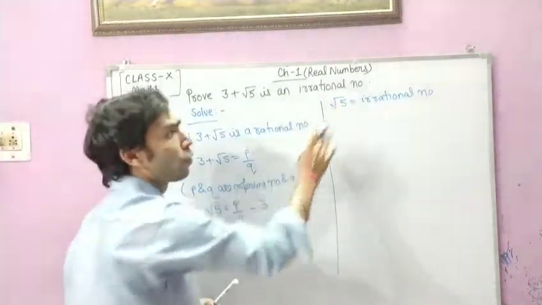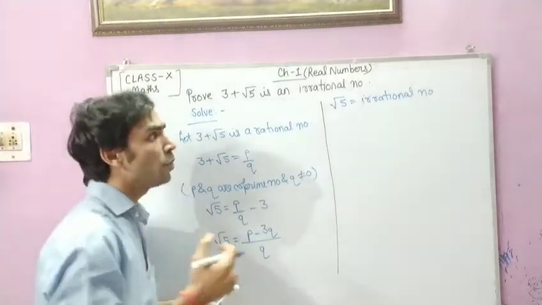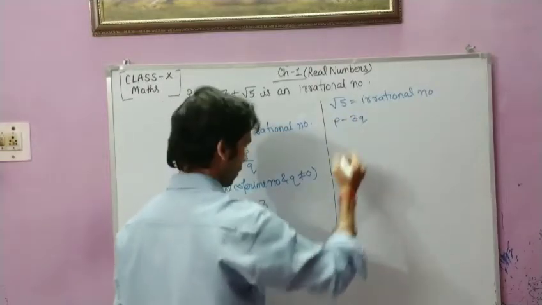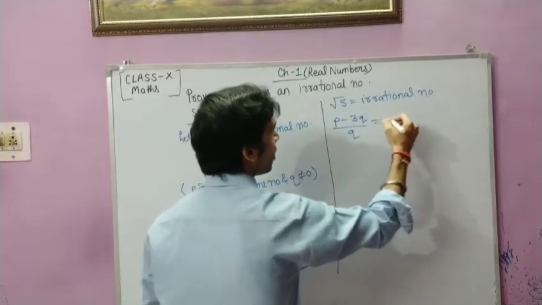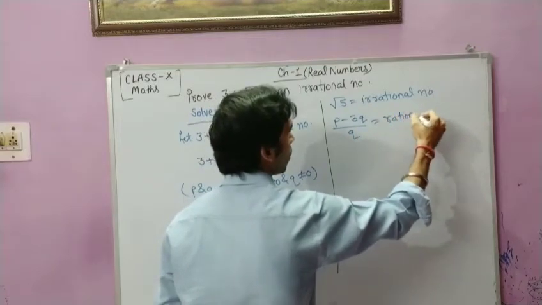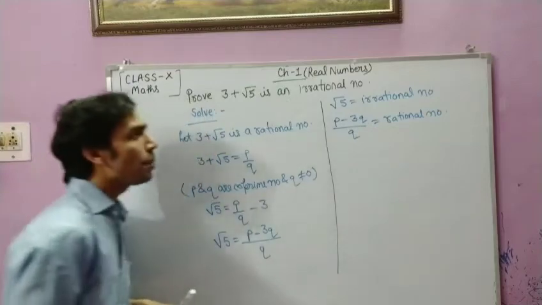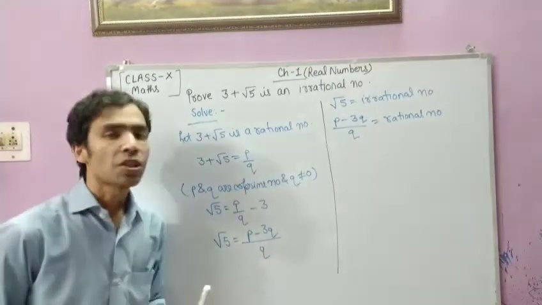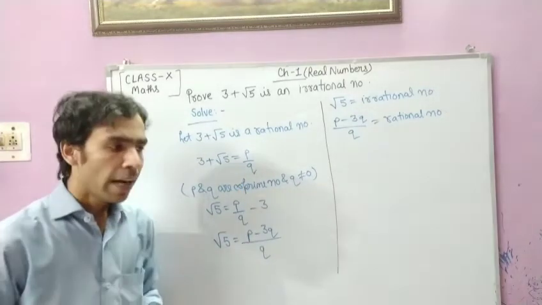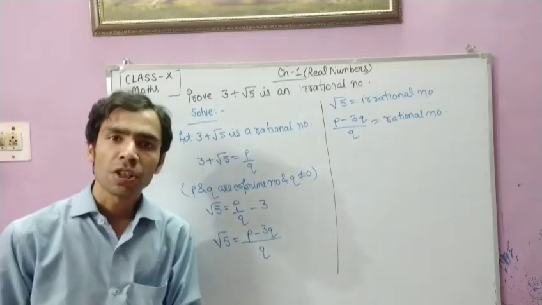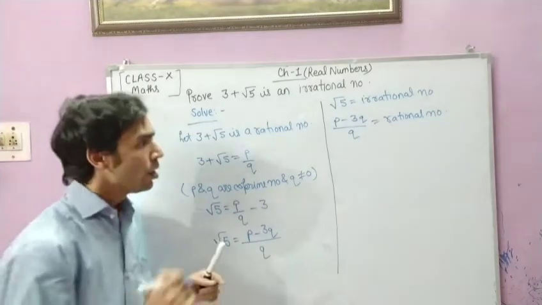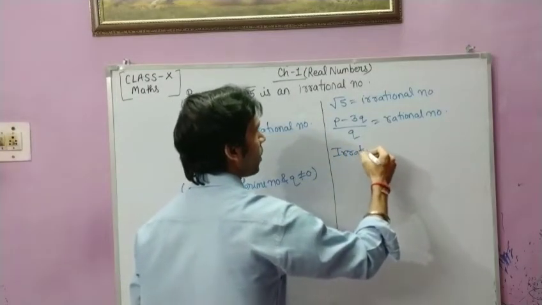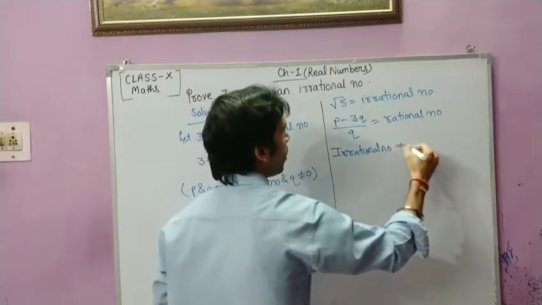Here you need not prove root 5 is irrational, the complete process you don't follow. You just assume it is irrational. And here p minus 3q upon q is a rational number. Now we can say root 5 is irrational and p minus 3q upon q is rational, and we all know that a rational number and an irrational number cannot be equal to each other.